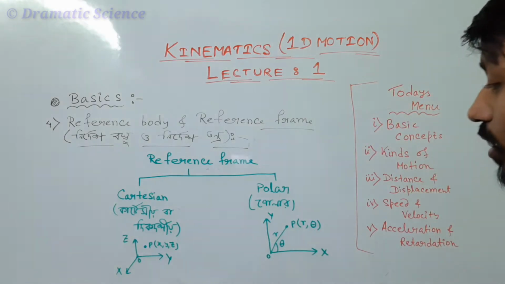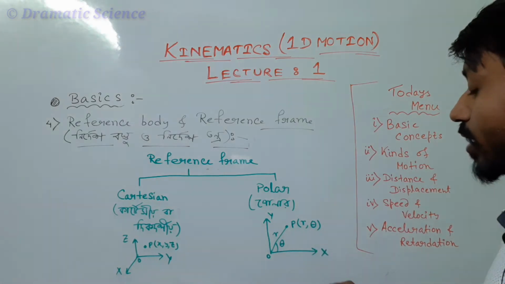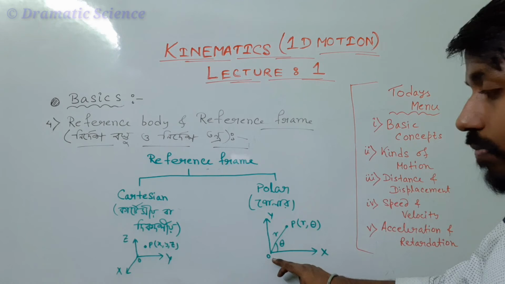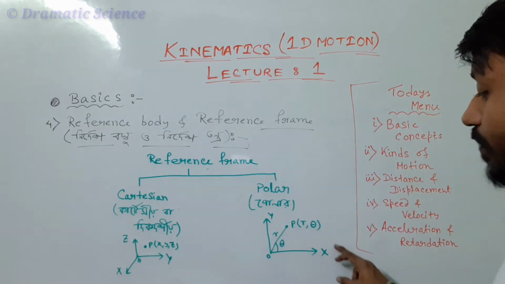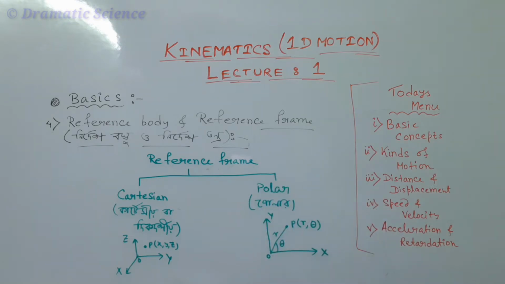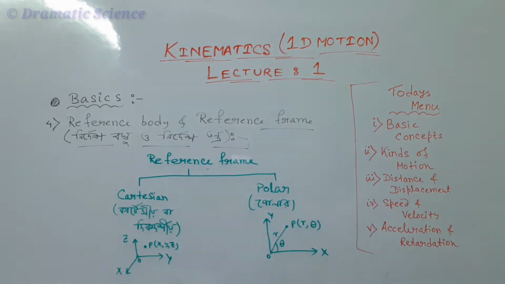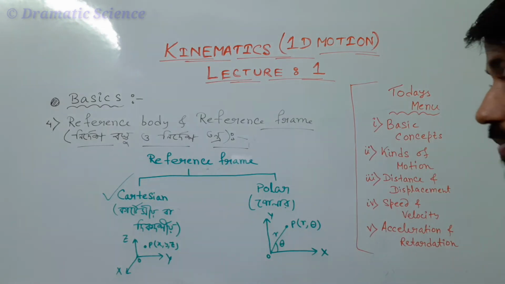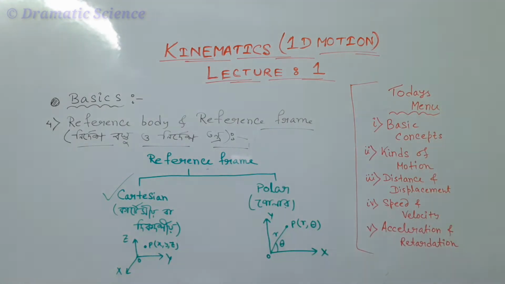In the case of polar coordinates, a point P is represented by r and theta. What is r? r is the distance of that point from the pole or center, and theta is the angle with respect to the x-axis. These two coordinate systems or reference frames are important in physics, but in our present criteria we will focus on the Cartesian coordinate system. Later we will study polar also, but for the initial stage we will focus on Cartesian. Okay.